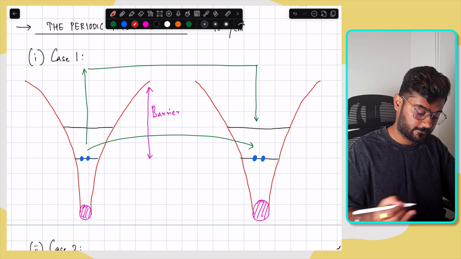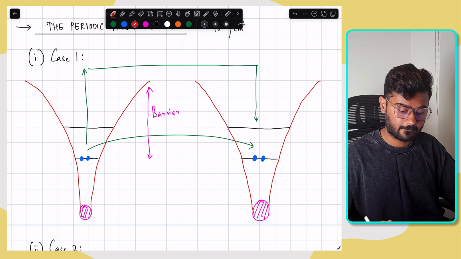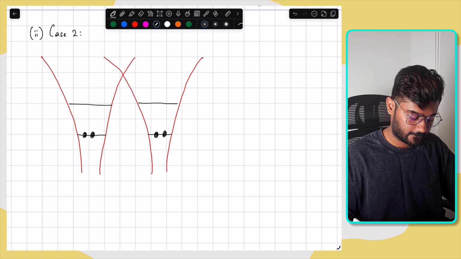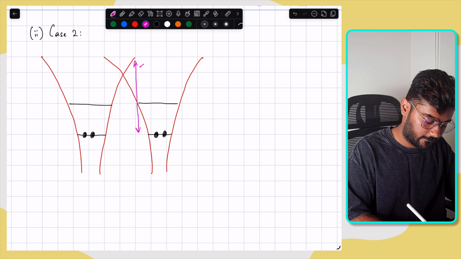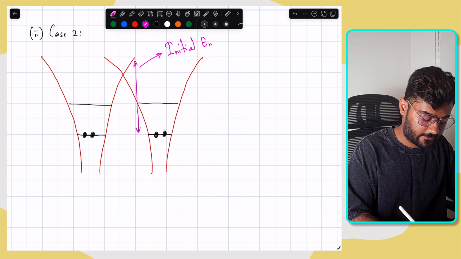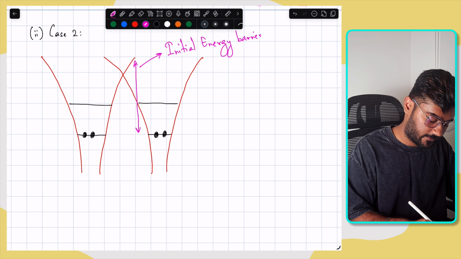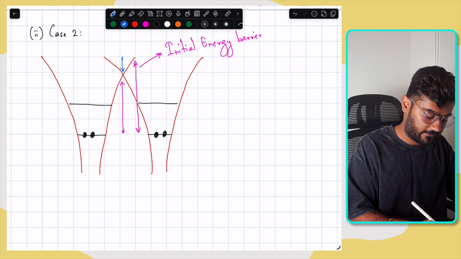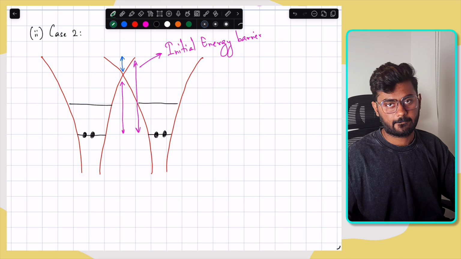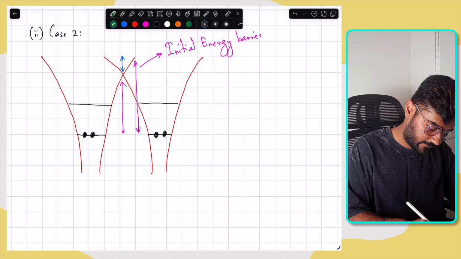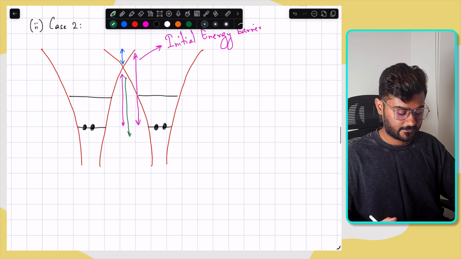Now let's try to bring these atoms close, and specifically look at what is happening to this barrier. When we bring the atoms close together, we can see that the barrier initially was this height. This was the initial energy barrier that the electron had to cross in order to move to the next atom. Now the barrier has reduced to this one. So we can see that this much of the energy barrier has reduced. As you keep bringing the atoms close together, this barrier keeps on reducing. Eventually you'll end up in a situation that looks like this.